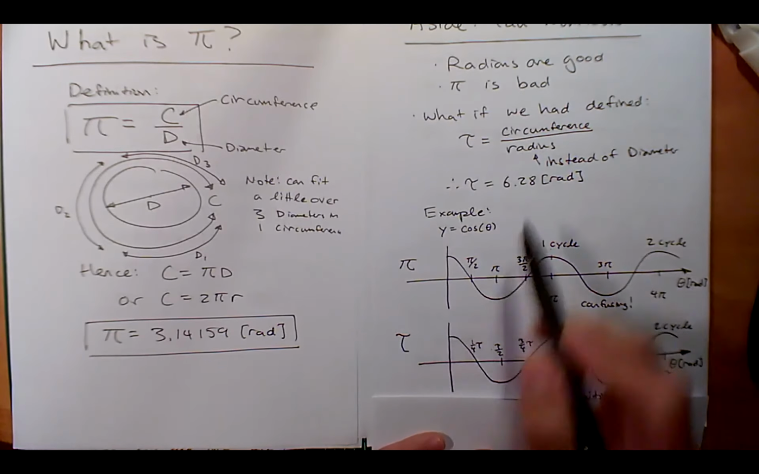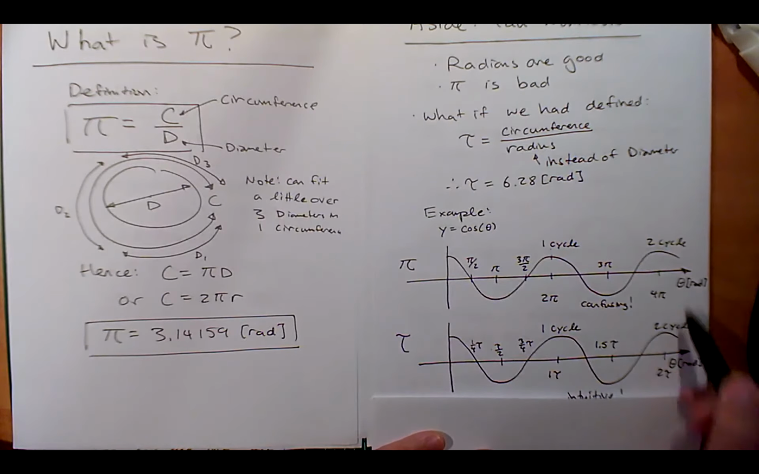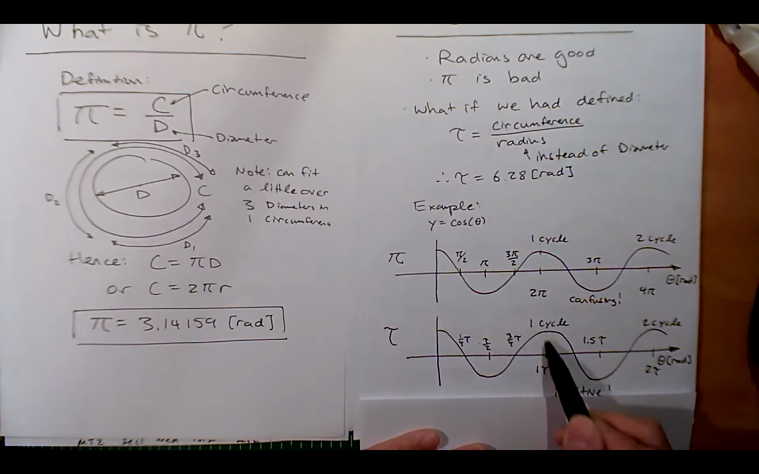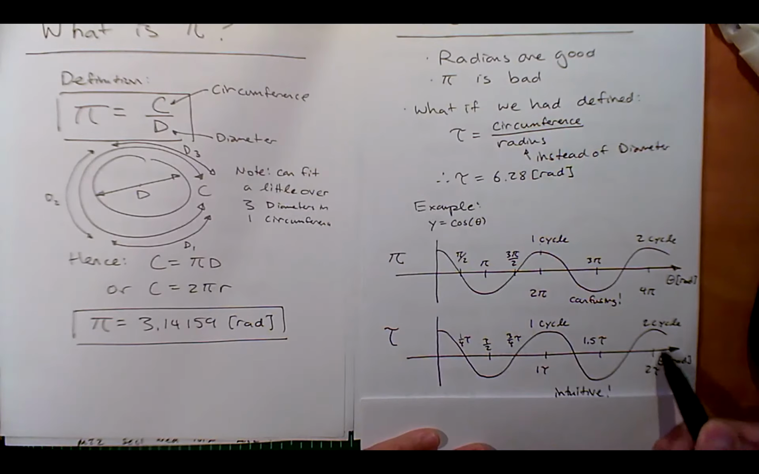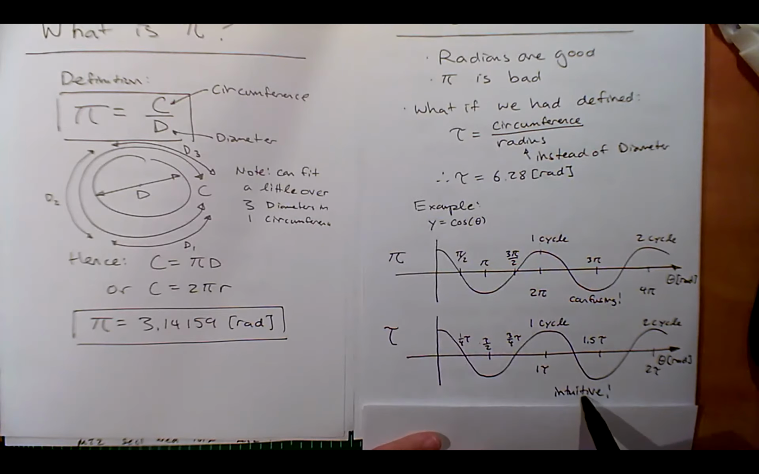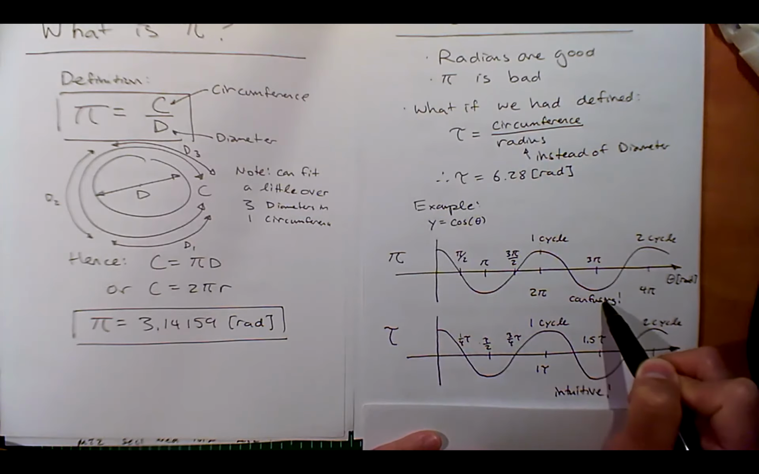So what if we defined everything in tau? Still radians. I didn't make radians go away. I like radians. Radians are good. But look at this. 1 tau is 1 cycle. 2 tau is 2 cycles. 1.5 tau is 1.5 cycles. Half a tau is half a cycle. 3/4 tau is 3/4 of a cycle. 1/4 tau is 1/4 of a cycle. That's intuitive to me. The other is confusing.